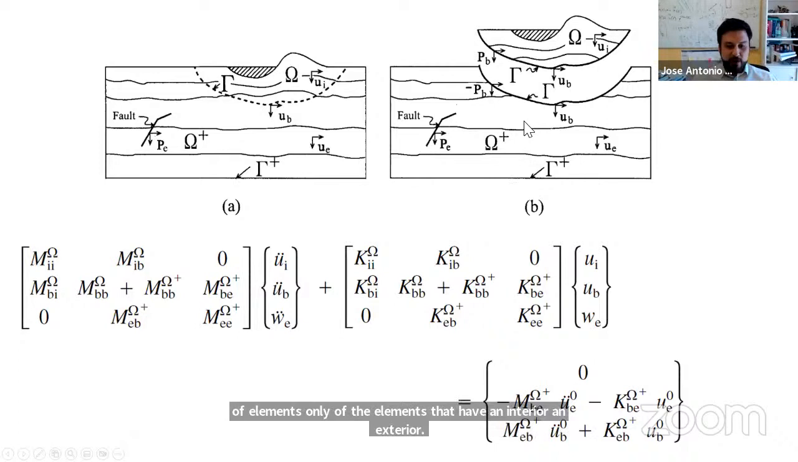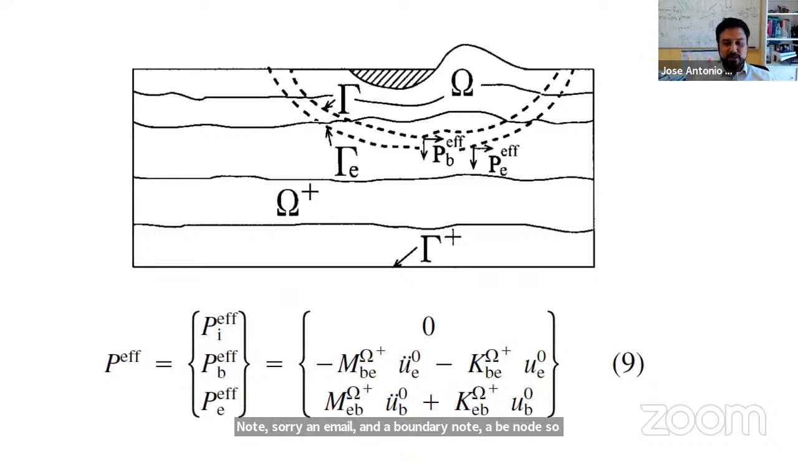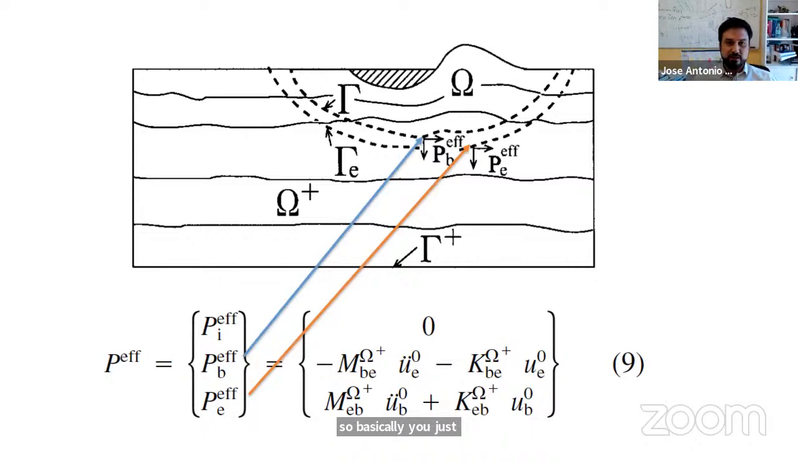So then essentially what you've done is you've replaced the exterior, the free field wave field, with a set of equivalent forces. And now you have a dual kind of boundary. So you have the previously called B boundary, and then you have an E exterior boundary, which is one element thick. So basically, you just apply the earthquake as a series of forces in that boundary.